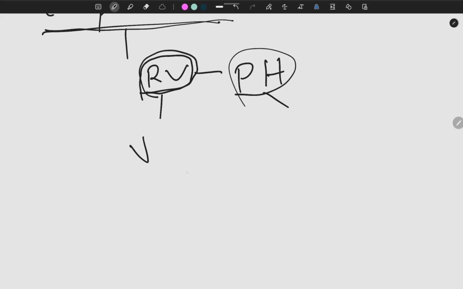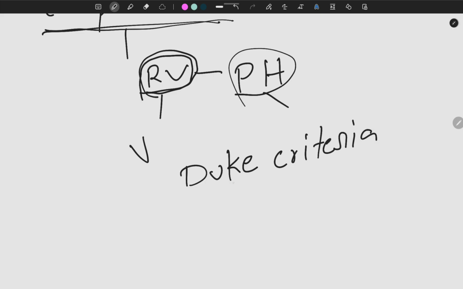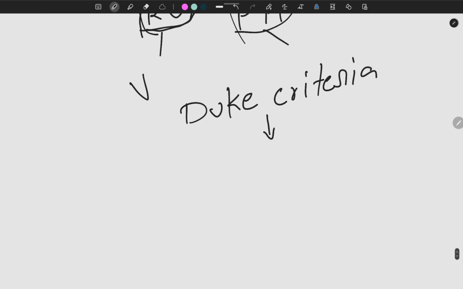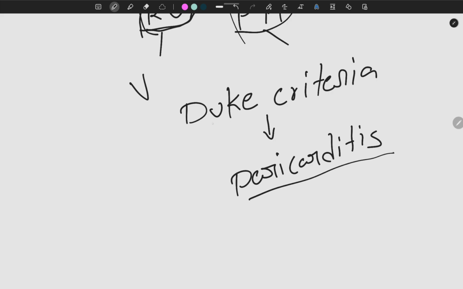So the next one is the Duke criteria. What is the meaning of Duke criteria? It is used to assess pericarditis. To assess pericarditis, we can use the Duke criteria.